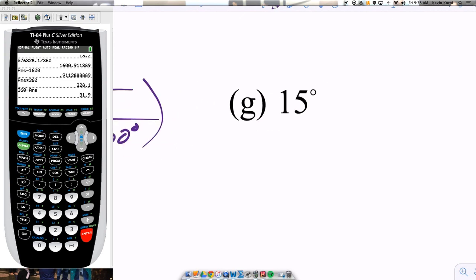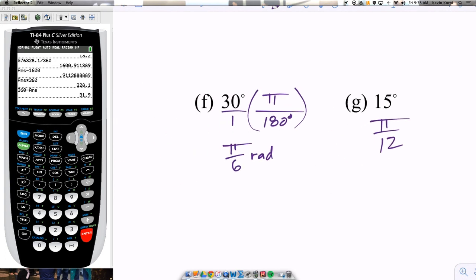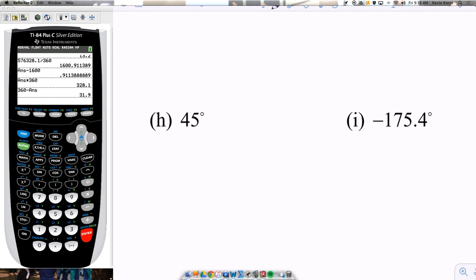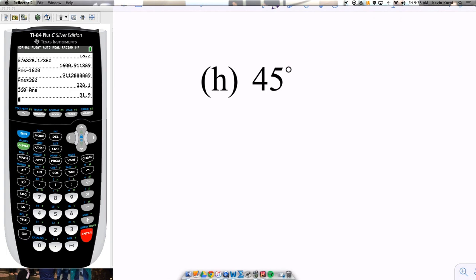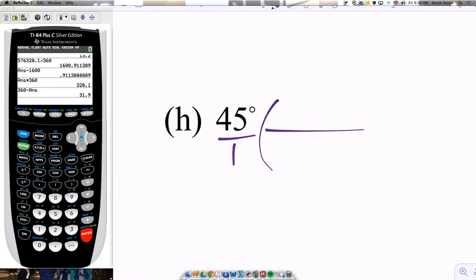15 degrees, pi over 12. That one's easy to get without converting because it's half of 30. Half of pi over 6 is pi over 12. To take half of a fraction, you either double the denominator or take half of the numerator, if there's an even number up there. 45, pi fourths. That one's easy to get because it's half of 90, so it should be half of pi halves. What's half of pi halves? Pi fourths. But again, if you want to use the conversion factor, when in doubt, use the conversion factor. Pi over 180 gets the degrees to divide out. We're left with pi fourths.